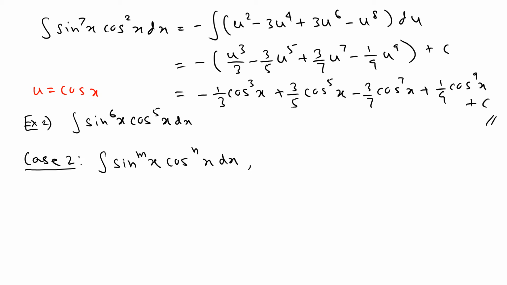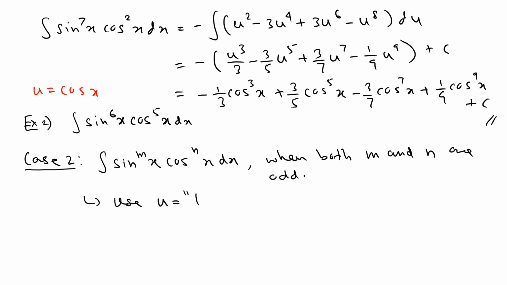The question is, when both m and n are odd. That's a subcase of one being odd: if both are odd, then at least one of them is odd. So the question is which one you're going to pick. The idea is we're going to pick the larger one in this case. So we use u equal to the larger one.